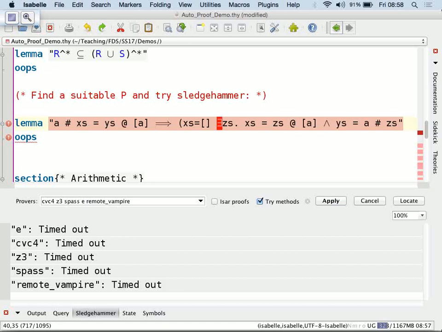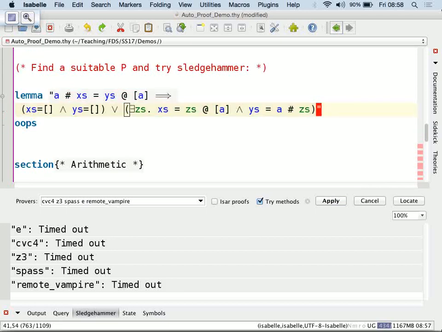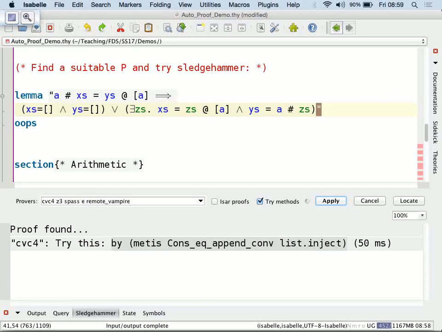Either X's is empty and Y's is empty, or this existential statement is true. So now let's ask Sledgehammer. Now it found a proof. So you were almost right. You just forgot the boundary case.